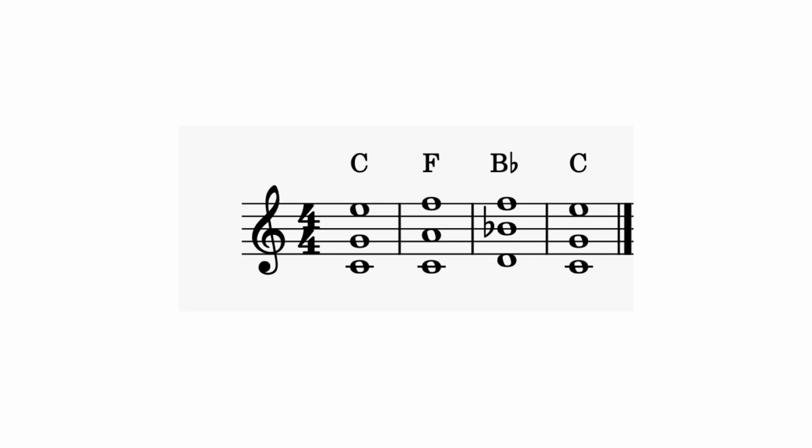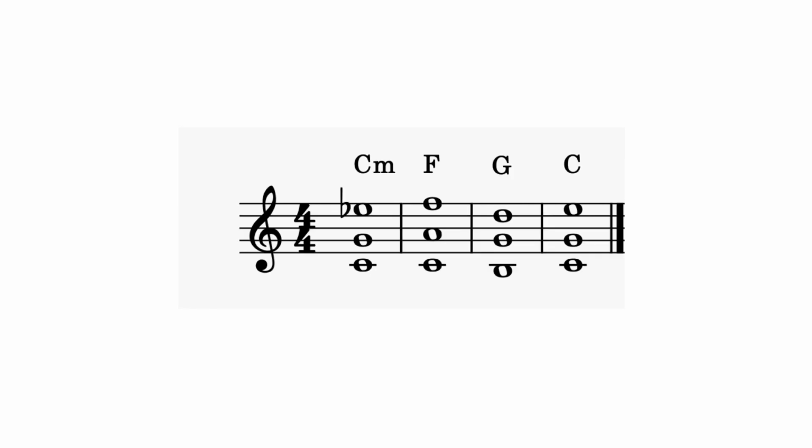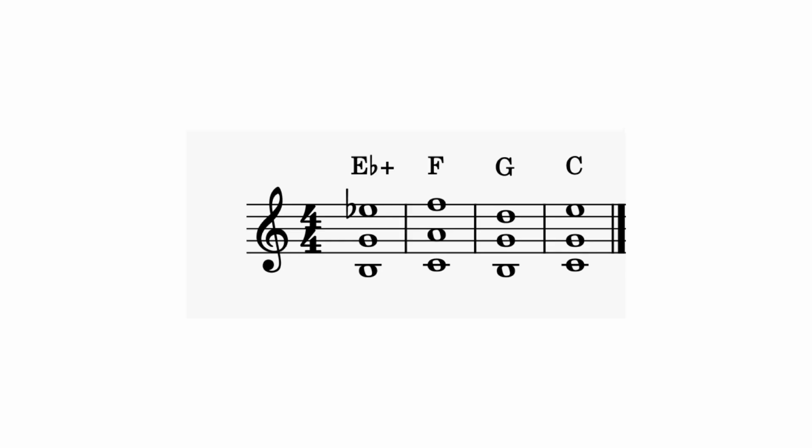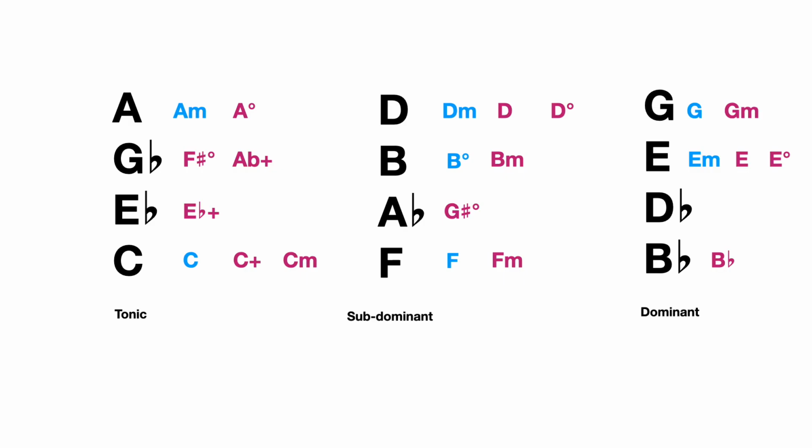For the one chord, we might actually substitute a minor chord, or an E flat augmented, or an A diminished triad. So here we have these transformations of the tonic, the subdominant, and the dominant.